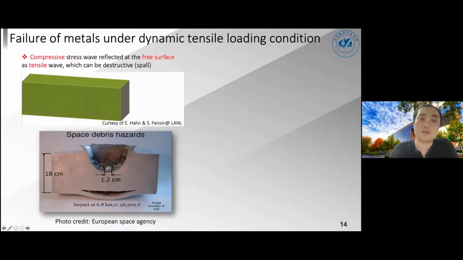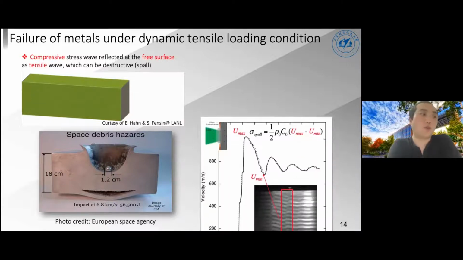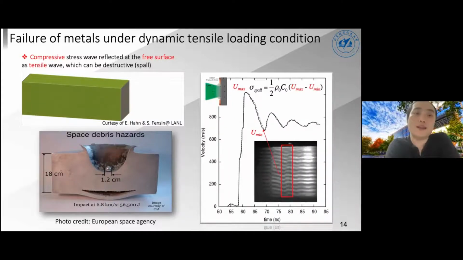The mechanism is something I just described. The compressive wave has been reflected back as a tensile wave, and the tensile wave just pulls the material apart. So this is a dominating failure mechanism in hypervelocity impact, for example. And using laser experiments, we can actually mimic this extreme deformation and failure, of course, on a much smaller scale, but we can quantify this process by measuring the so-called spall strength of the material.